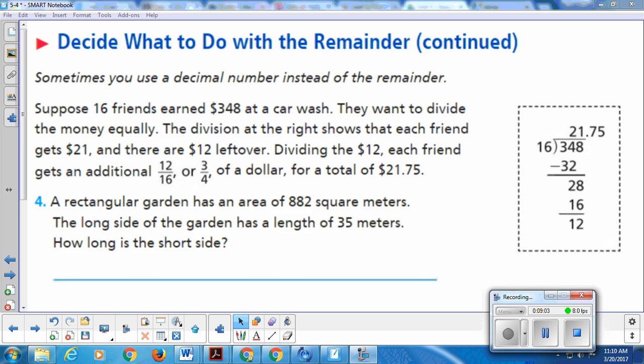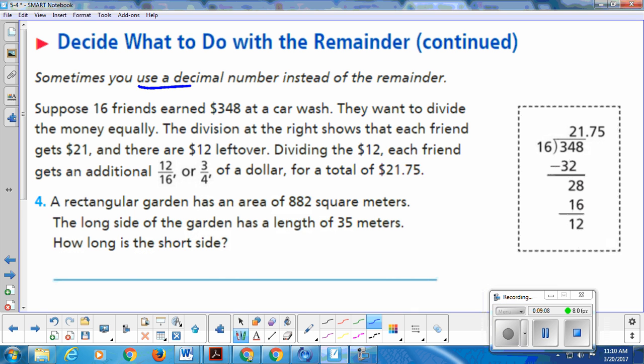So this scenario is sometimes you use a decimal number instead of the remainder. Well, what does that mean? Suppose 16 friends earned $348 at a car wash. They want to divide the money equally, so all of the money is going to be divided out. So now we have to think of change, right? The division at the right shows that each friend gets $21 and there are $12 left over.